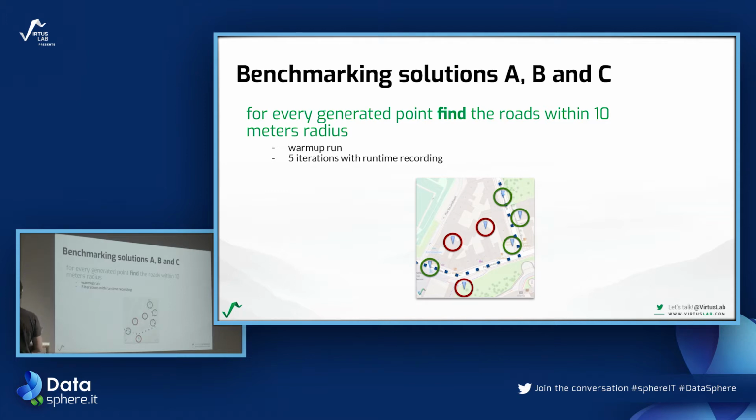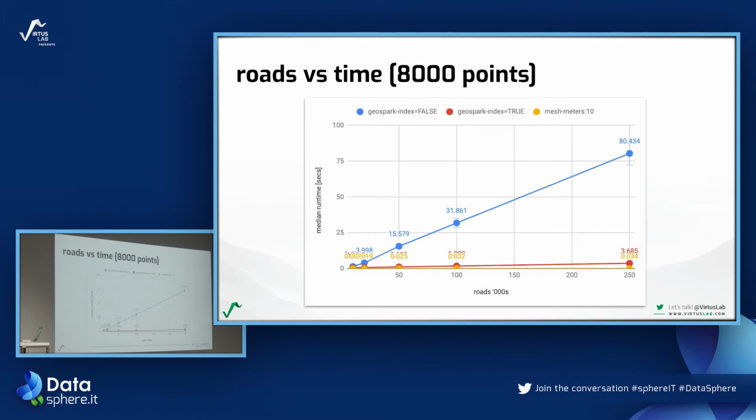Then for every point thus generated, we would actually run the algorithm to look up the roads that are within a 10 meter radius of that point. And obviously, as with benchmarking, there was a warmup run, and then 5 iterations doing the same thing over and over again from the very start, just to warm up the JVM and level out the random noise in running it.